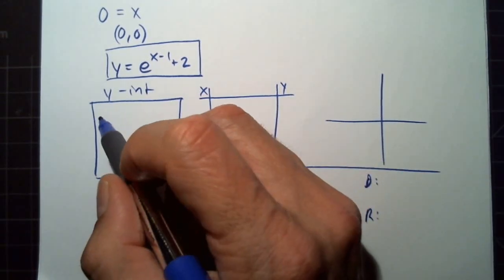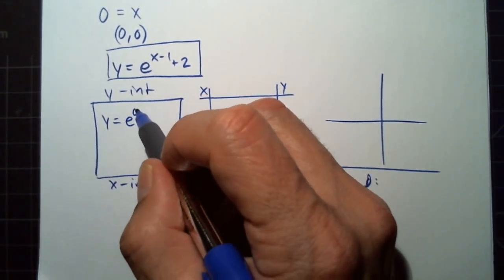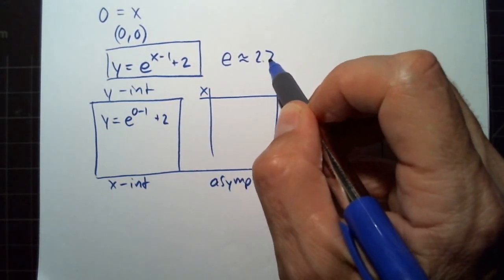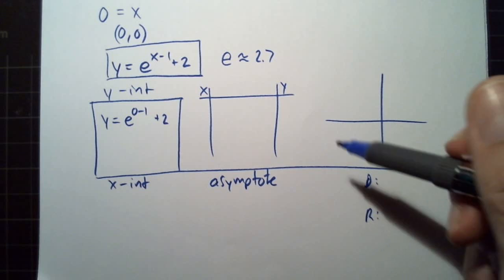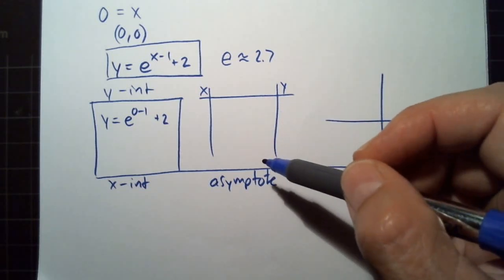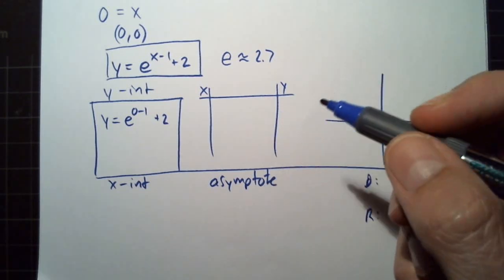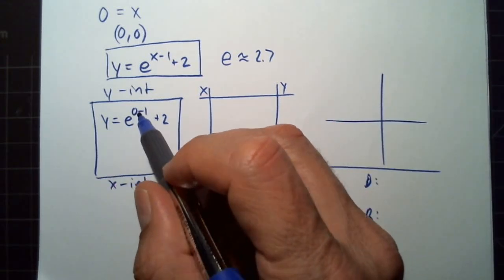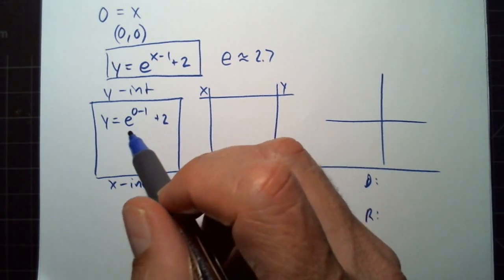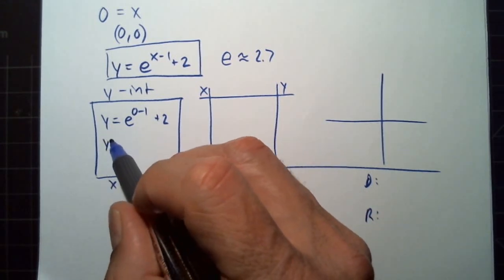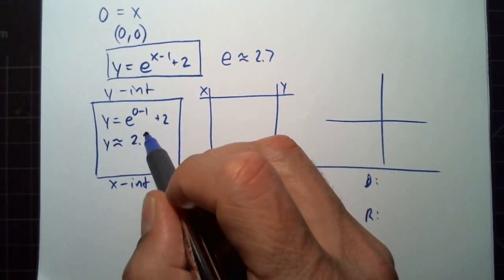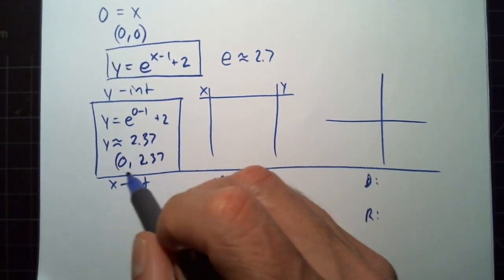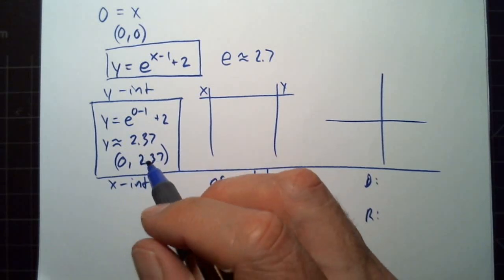So again, the y-intercept is when the x is 0. Also remember that e is approximately 2.7, so if we had to use a table, we can just use 2.7 or a calculator. So here we have e to the negative 1, that's 1 over e plus 2, and that's approximately 2.37. So we'd have (0, 2.37) as the y-intercept.